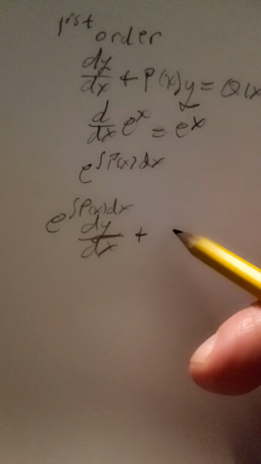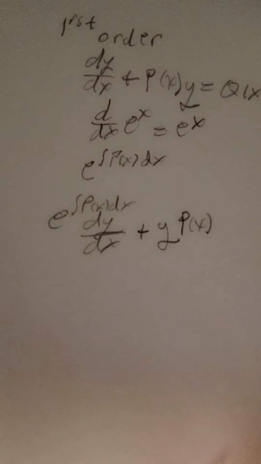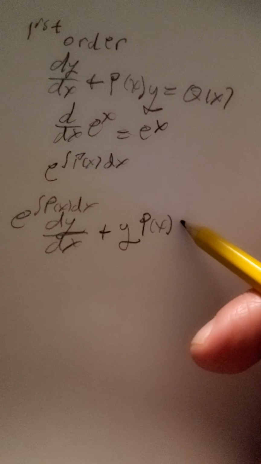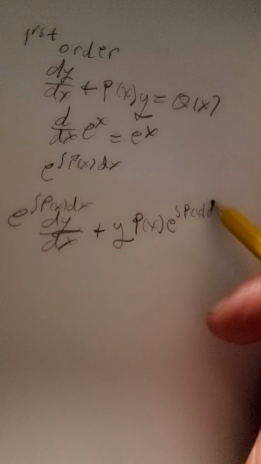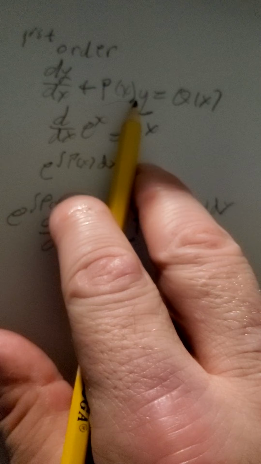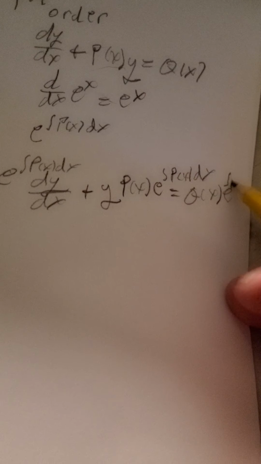dx plus y times p of x, which I will explain in a moment, multiplied by e to the integral of p of x dx. See, it doesn't matter if I put p of x times y or y times p of x. It's the same thing. Okay. And then that's equal to q of x multiplied by e to the integral of p of x dx. Okay, so let me write that again.